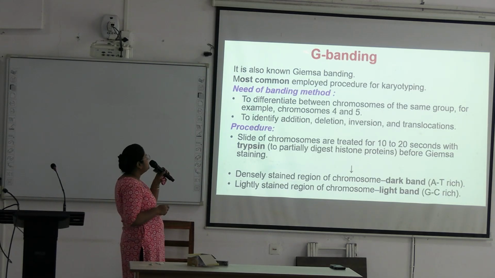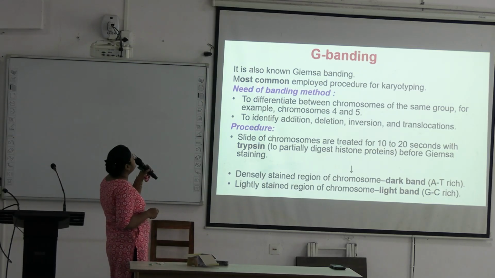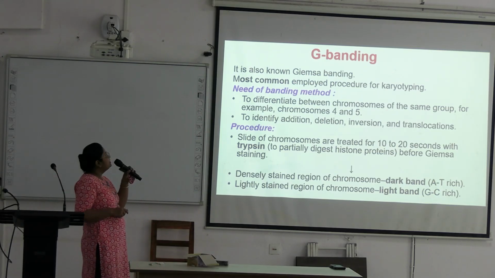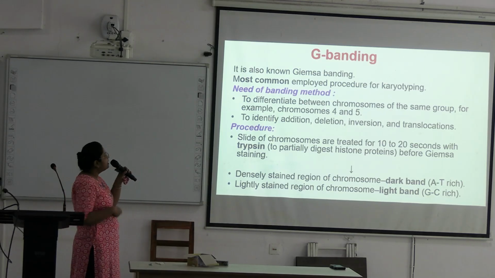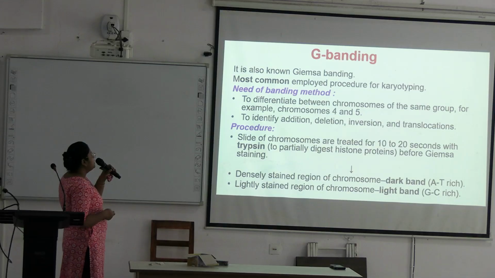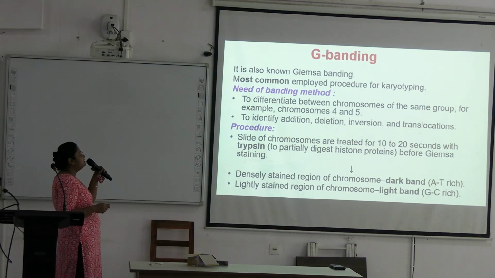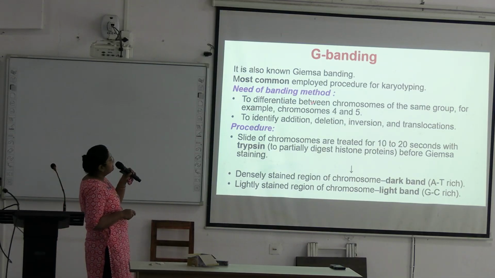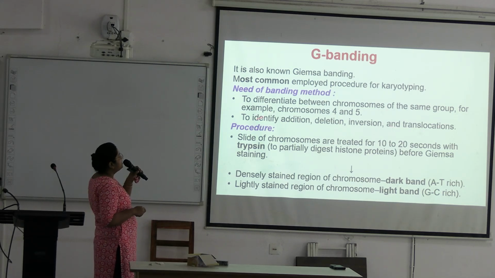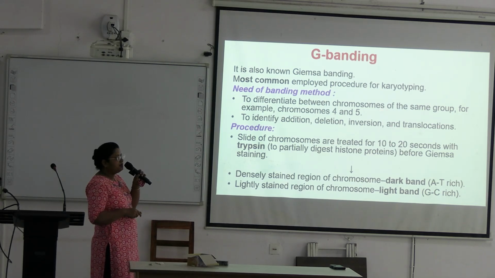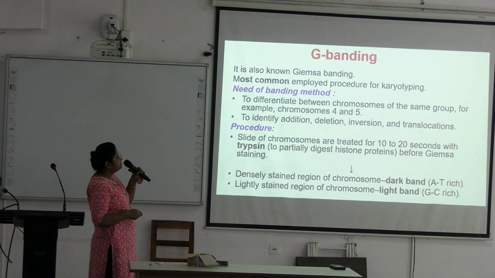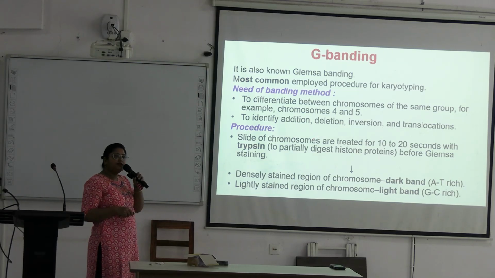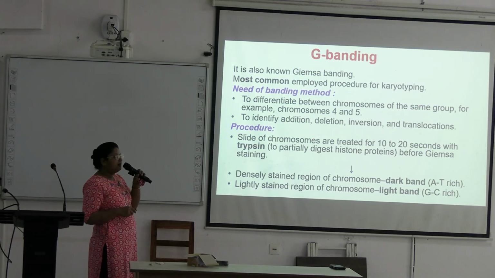Okay, first is G banding. This is also called Giemsa banding. This is the most commonly employed procedure for karyotyping. Other banding patterns are also there. The need for G banding is to differentiate between chromosomes of the same group. For example, chromosome 4 and 5 you can differentiate with G banding. And different mutation processes like addition, deletion, inversion and translocation are detected with G banding.